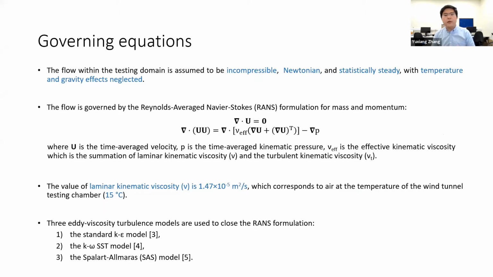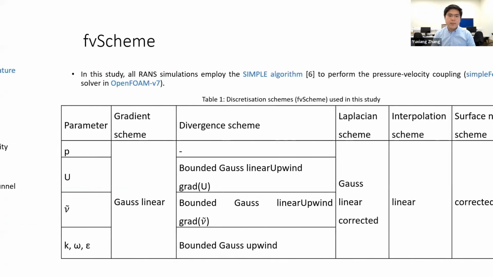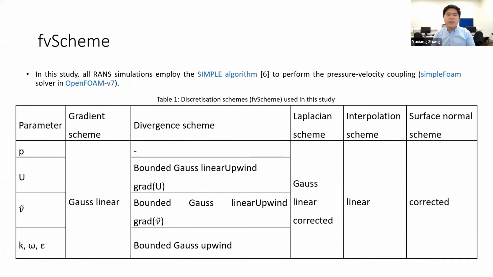To close the equations, we used three eddy viscosity models: the standard k-epsilon model, the k-omega SST model, and the Spalart-Allmaras model. In this study, all RANS simulations employed the SIMPLE algorithm to perform the pressure-velocity coupling, and we're using OpenFOAM version 7. Simulations presented here are all steady state.